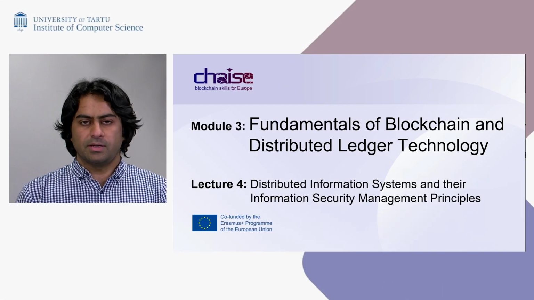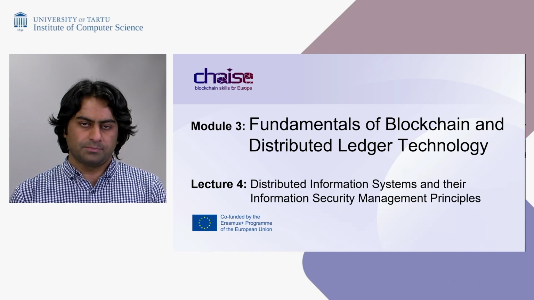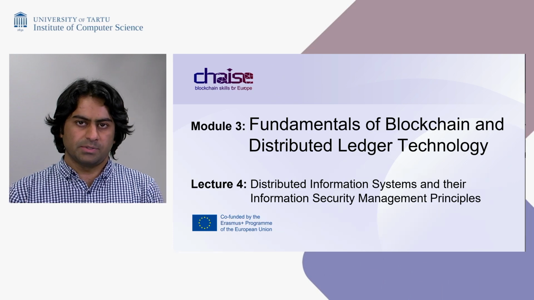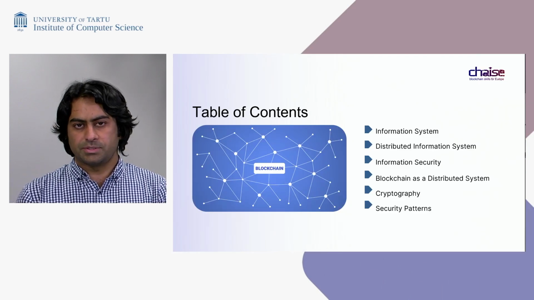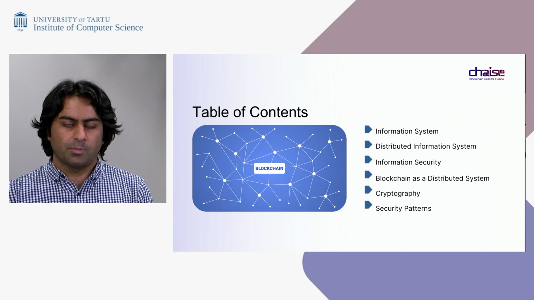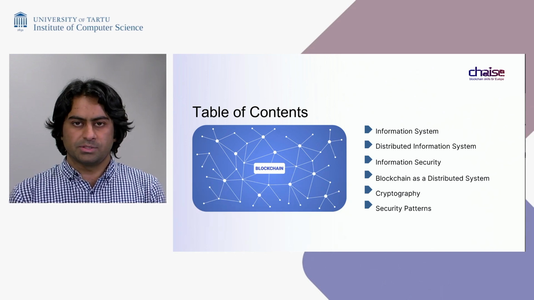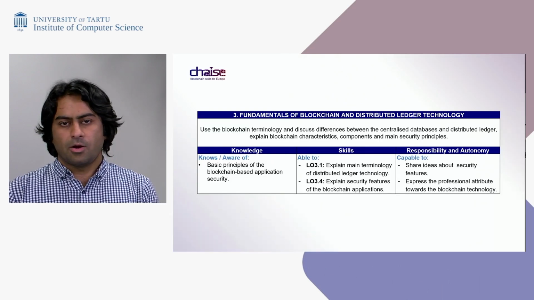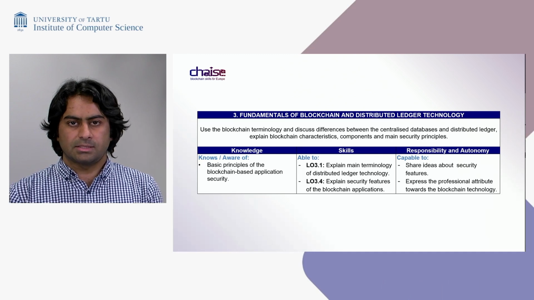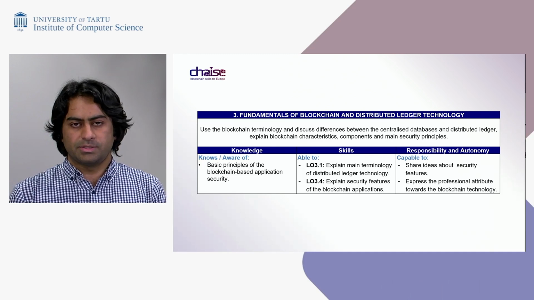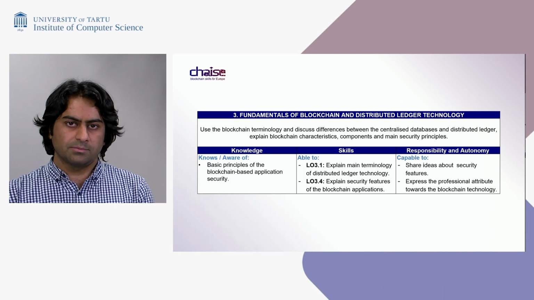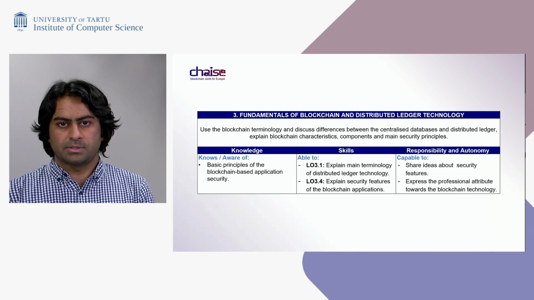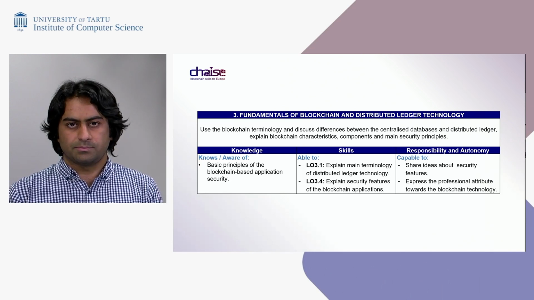Welcome back to Module 3, Fundamentals of Blockchain and Distributed Ledger Technology. In this lecture, we will discuss distributed information systems and information security management principles. We will discuss information system, distributed information system, blockchain as a distributed system, information security, cryptography, and security patterns of blockchain. According to CHAISE learning outcomes, after this lecture, you will be able to explain what is information system, what is distributed information system, blockchain as a distributed information system, as well as the security concepts and the design patterns of blockchains.